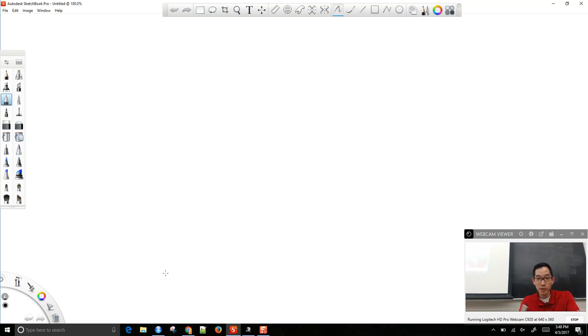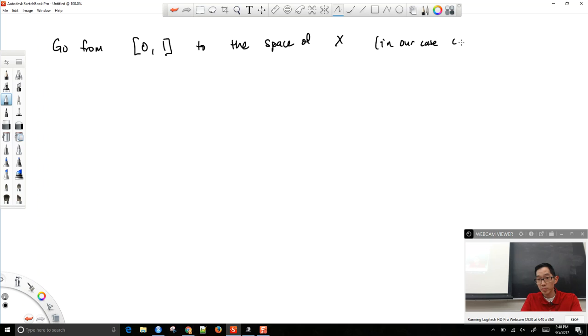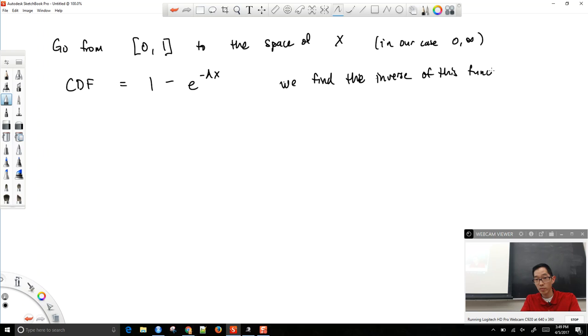So in our scenario, we want to go from the space 0, 1 to the space of x, in our case 0 to infinity. Okay, and so our CDF again is 1 minus e to the negative lambda x, and we just want the inverse. To do this, we find the inverse of this function. So basically we just say, okay, I'm going to just call this u. U is equal to 1 minus e to the negative lambda x, or here, maybe just to avoid confusion, we can just call this g, okay?